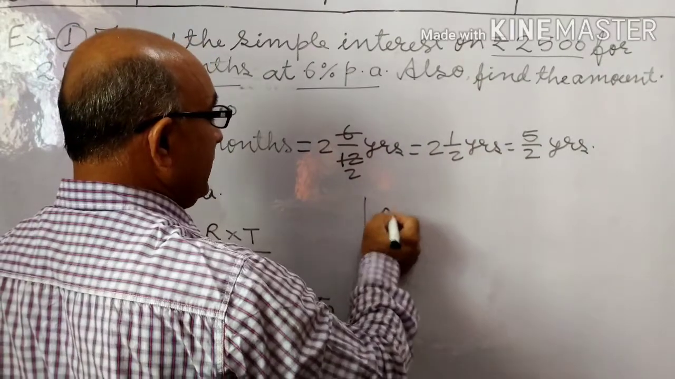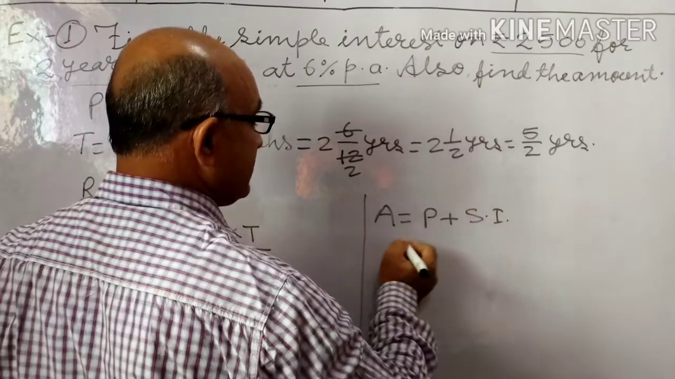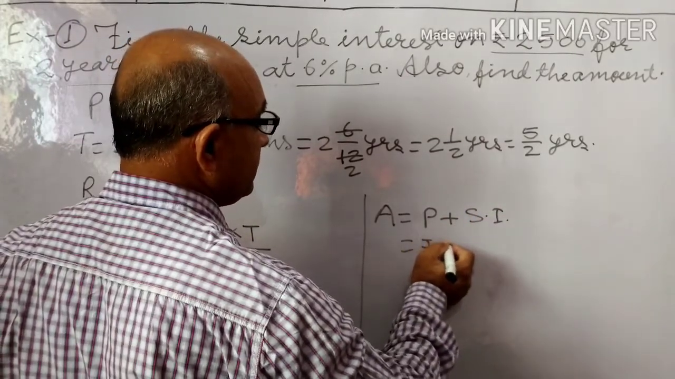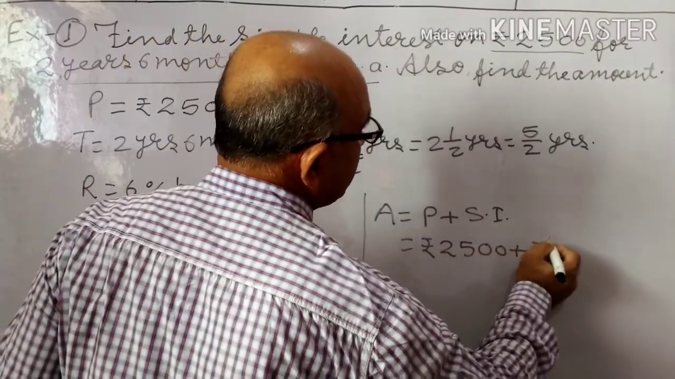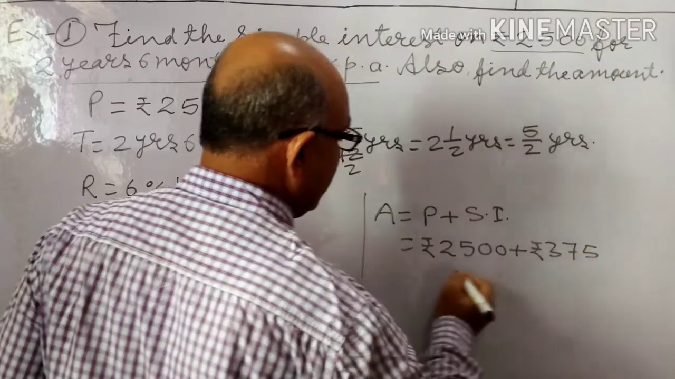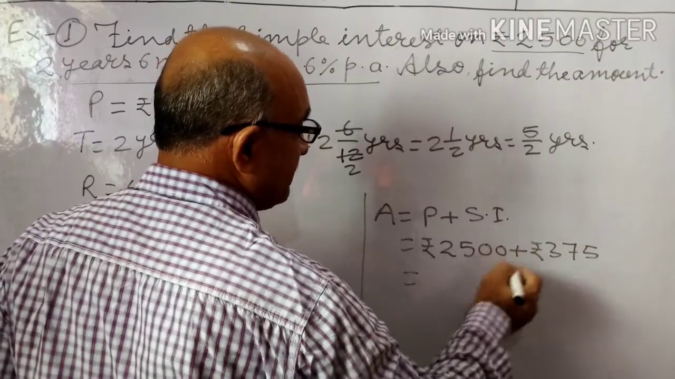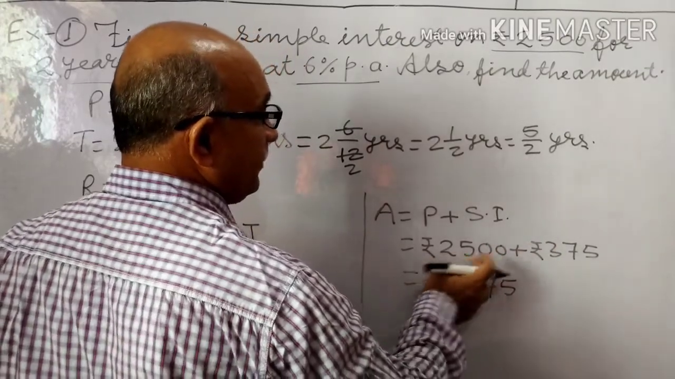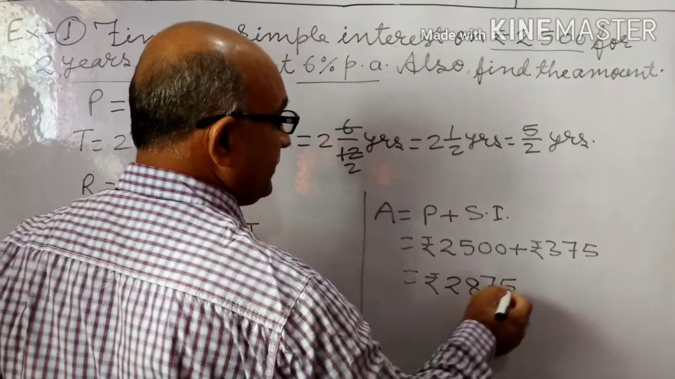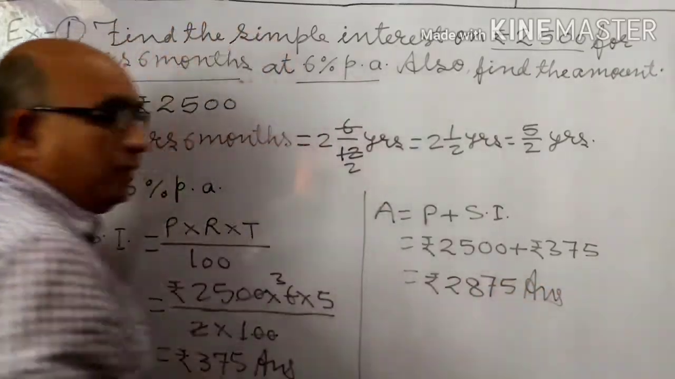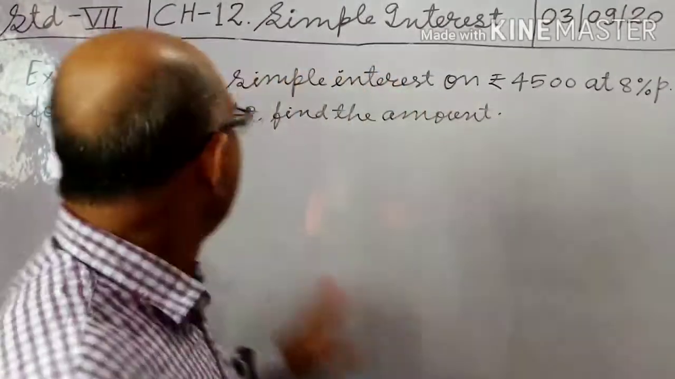And second, also find the amount. A equal to P plus SI. P is rupees 2,500 plus rupees 375. Add it: 0 plus 5 is 5, 0 plus 7 is 7, and 5 plus 3 is 8, and 2. Rupees 2,875. This will be the answer of this question. Understand and write it.